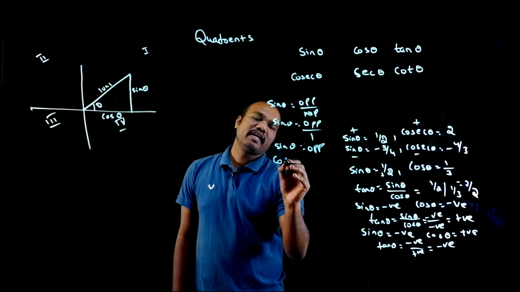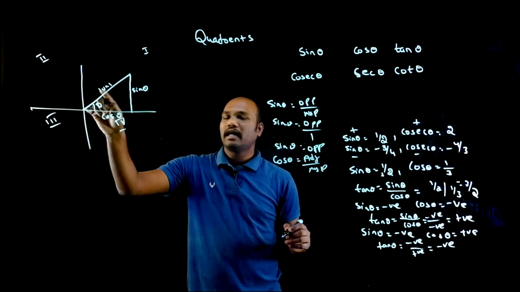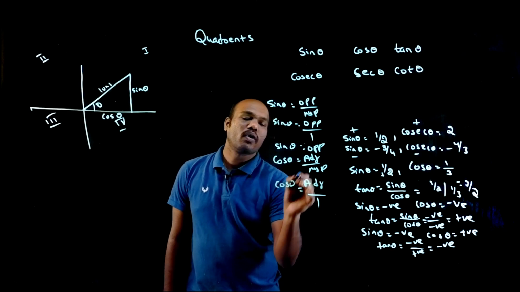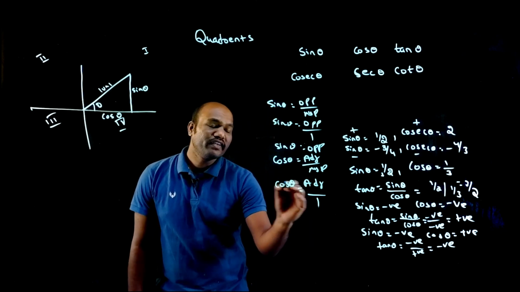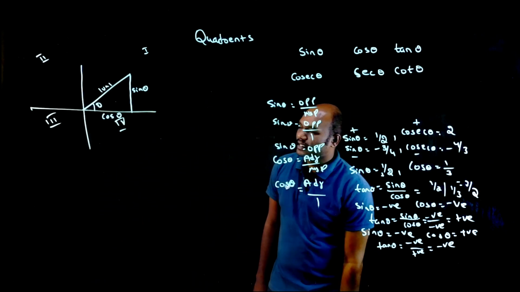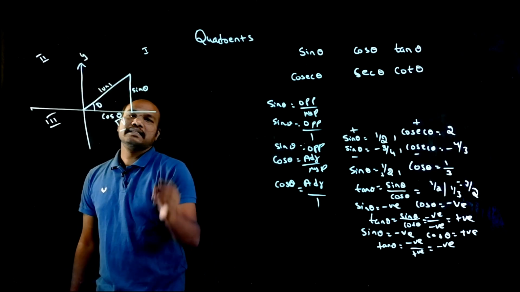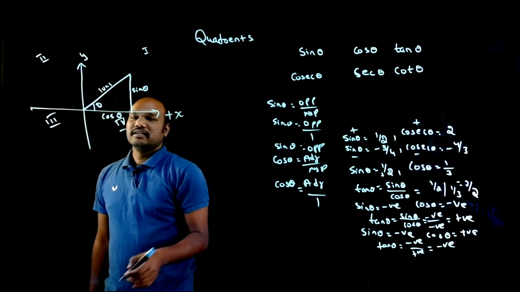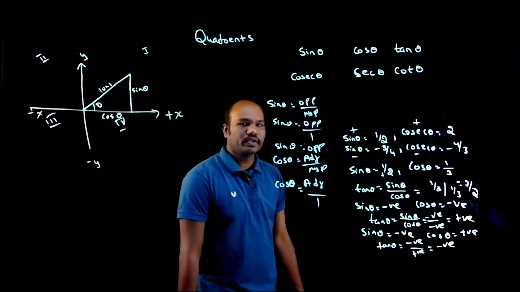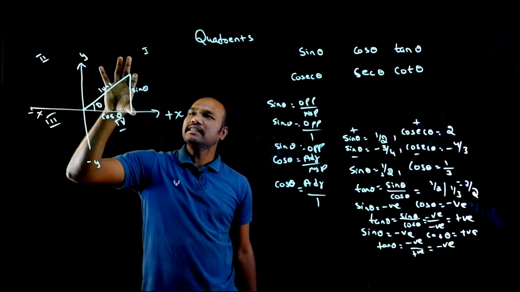Yes. In the same way, if I take cos theta, adjacent upon hypotenuse, in this triangle hypotenuse is what? 1. So adjacent itself is cos theta. So this will become cos theta. Yes or no? Yes. Now, this is the positive y-axis, this is the positive x-axis, this is the negative y-axis, this is the negative x-axis. This much we already know.